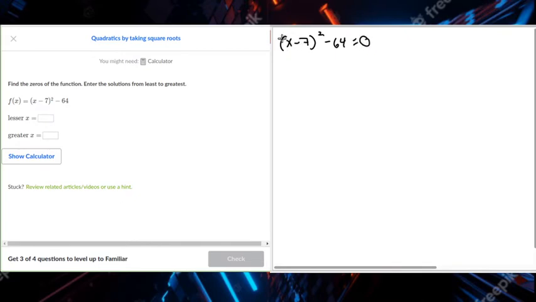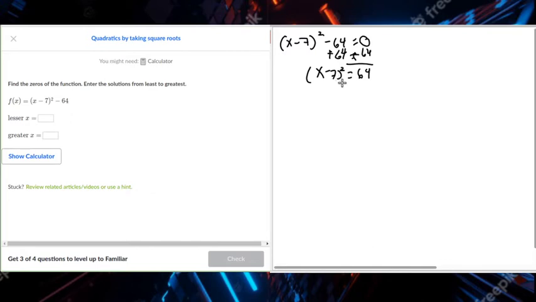So for my students, when we put something in parentheses and we want to show that we're going to put that to a power, we always say "quantity": x minus 7 quantity squared, or cubed, or to the 4th power. So first thing I'm going to do is add 64 to both sides. Then I'll get x minus 7 squared is equal to 64.